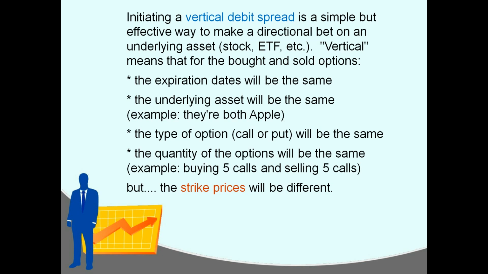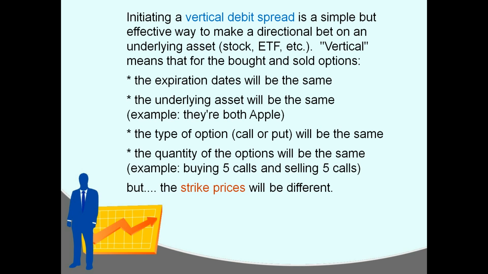Vertical means that for the bought and sold options, the expiration dates will be the same, the underlying asset will be the same, for example, they're both Apple, the type of option, call or put, will be the same, and the quantity of the options will be the same. For example, if you're buying 5 calls, then you're also going to sell 5 calls. But the strike prices will be different. That's what makes it a vertical spread.